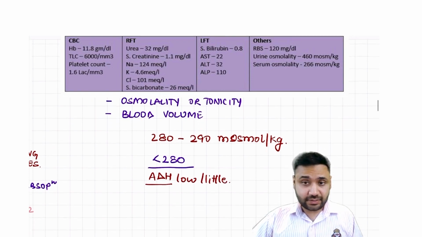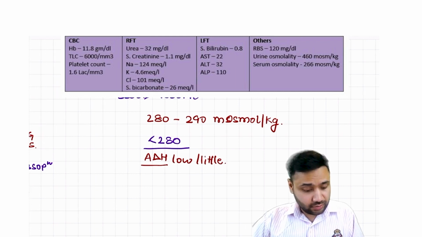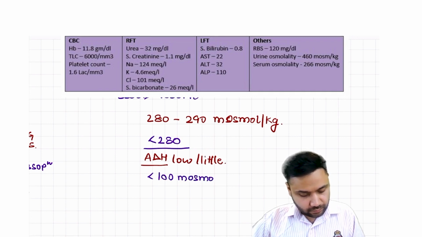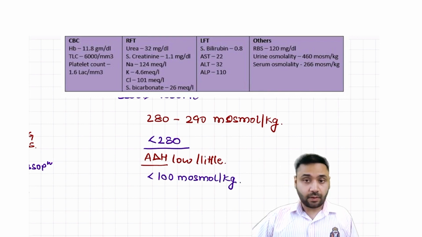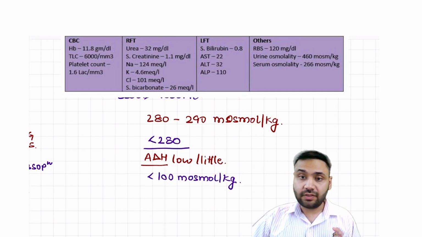So you would expect, because ADH promotes water absorption, urine would be minimally concentrated. And in such cases, urine osmolality is lower than 100 milliosmol per kg. But what happens if someone has SIADH? Despite low serum osmolality, there would be ADH secretion, and that would concentrate the urine.